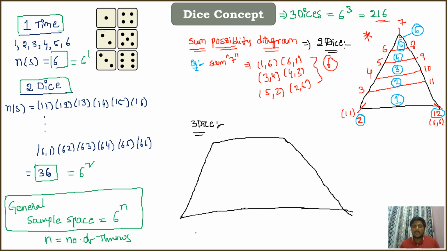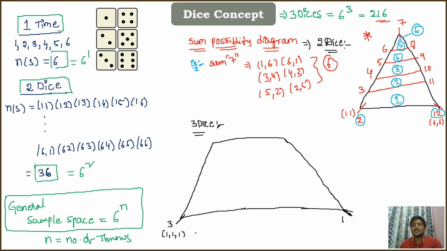Okay. Have a look here. The least possible sum when 3 dice are rolled is nothing but 3. That is 1, 1, 1: 1 on the first die, 1 on the second die, 1 on the third die. So the least possible sum is 3.